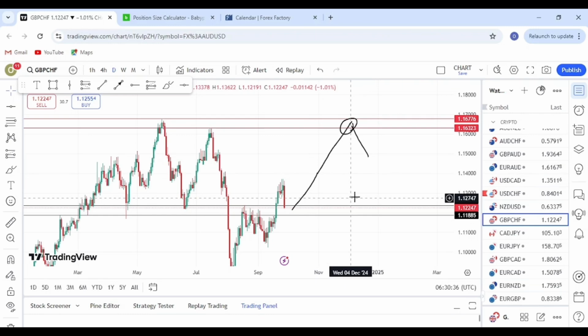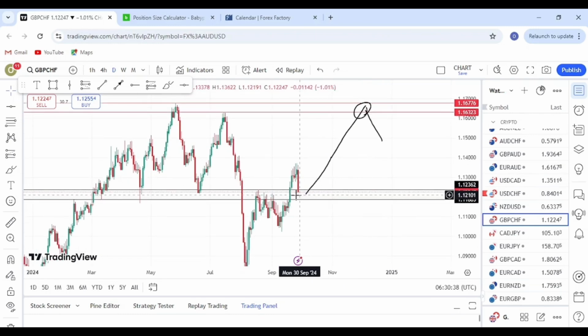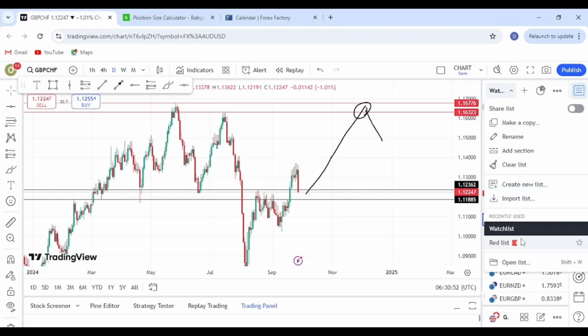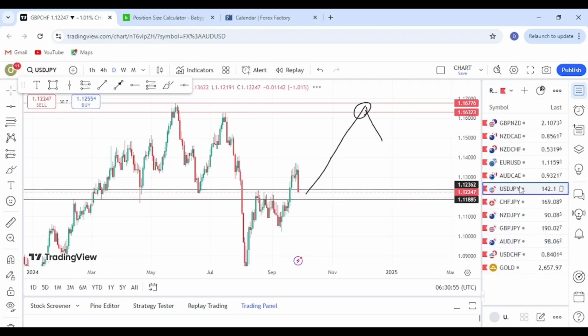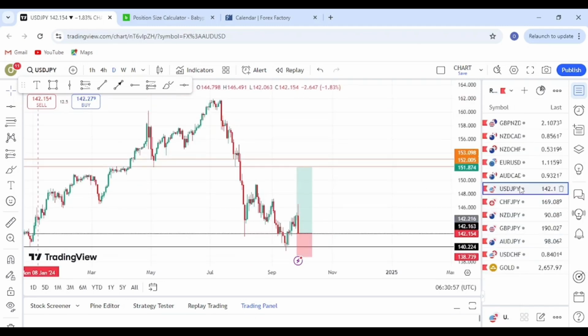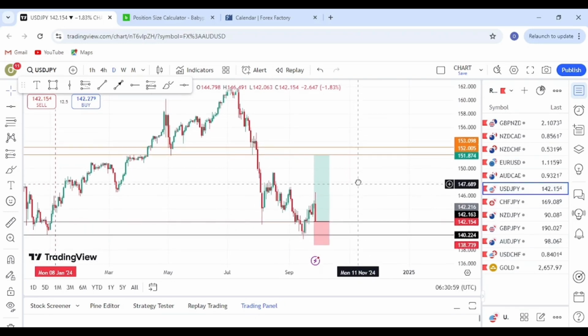So on GBP CHF, I'm looking for buys. I don't know when price is going to give me confirmation, but whenever price gives me confirmation, I'm going to be taking buys to this next high. Now let's look at other pairs. I'm just going to be showing the currency pairs I'm looking at for this coming week.